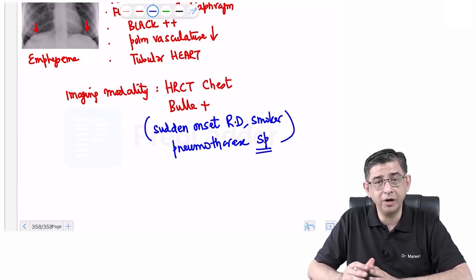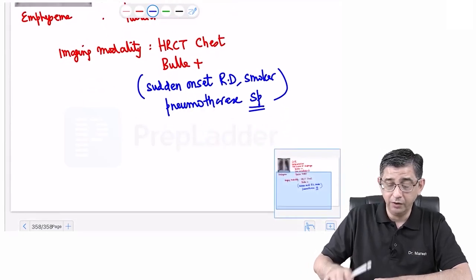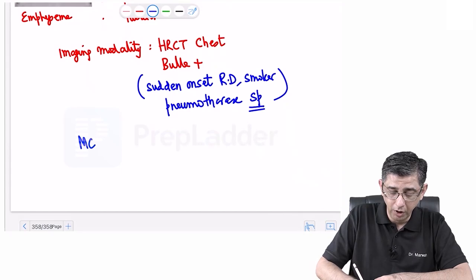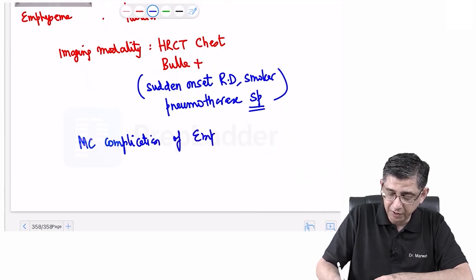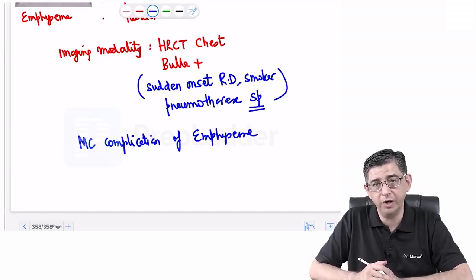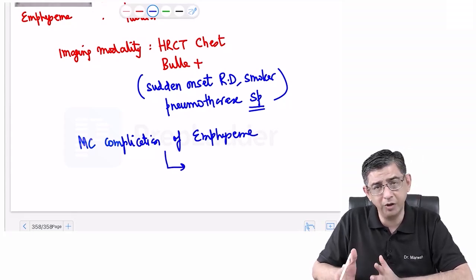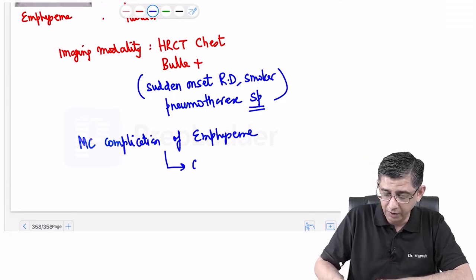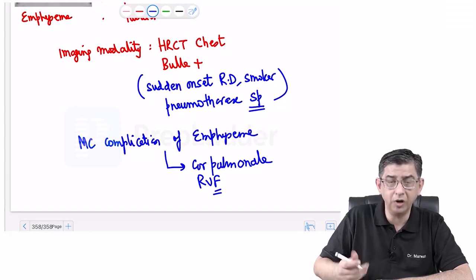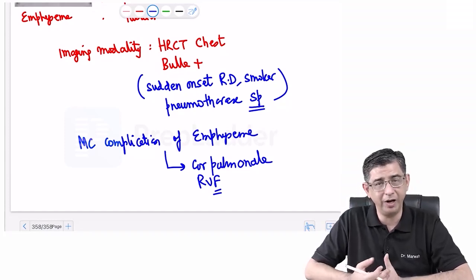So this is anyway an important aspect from the perspective that if the question says overall, what is the most common complication? If the MCQ simply says, what is the most common complication of emphysema? Then the answer is obviously not pneumothorax. The overall commonest complication that you encounter in a person with emphysema would be, because long-standing hypoxia is very much there, the development of cor pulmonale. Cor pulmonale will contribute to right ventricular failure in this patient. That will contribute to subsequent pedal edema and hepatomegaly.